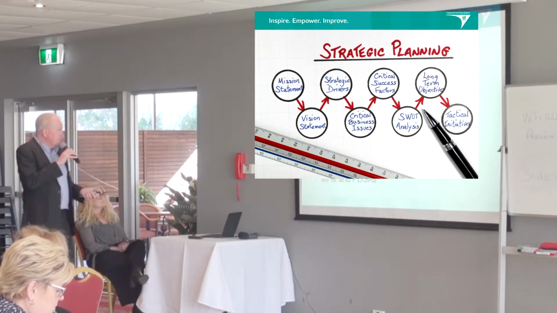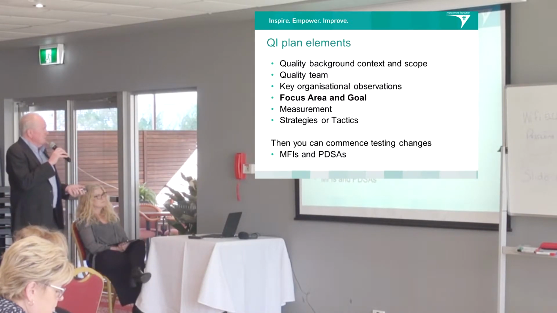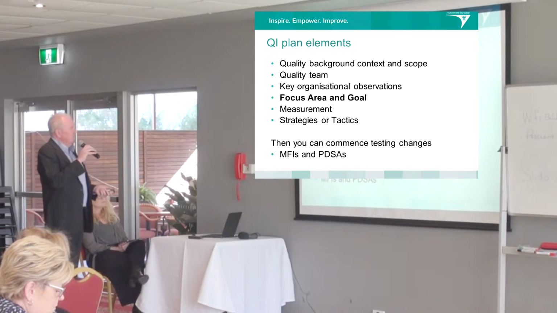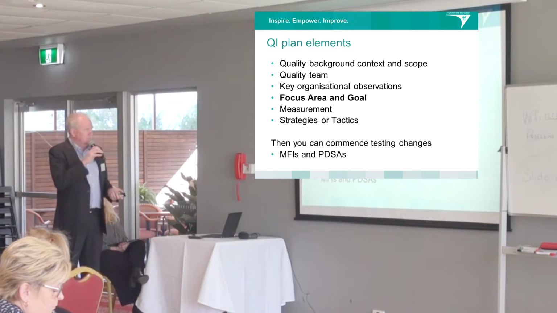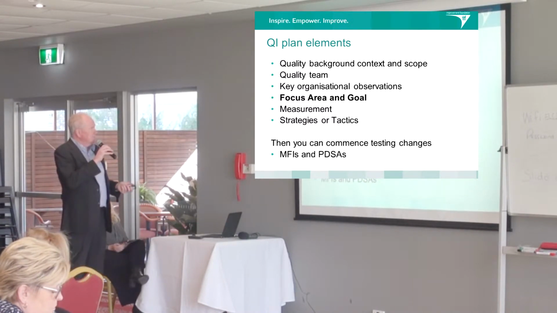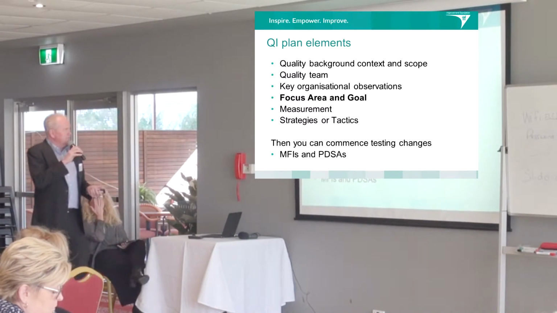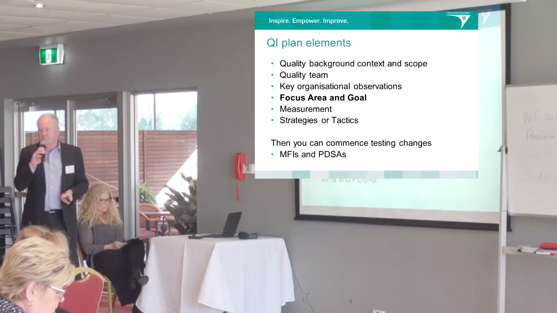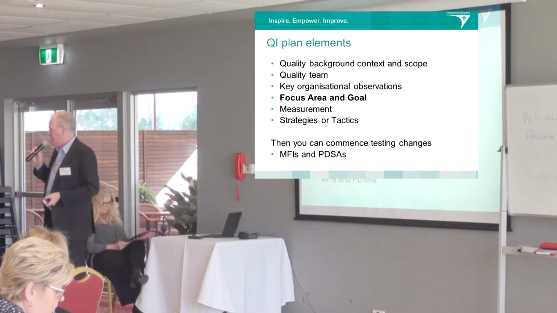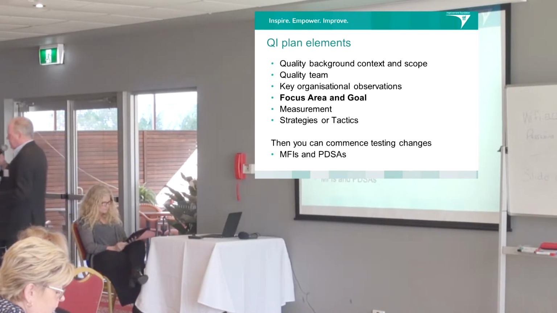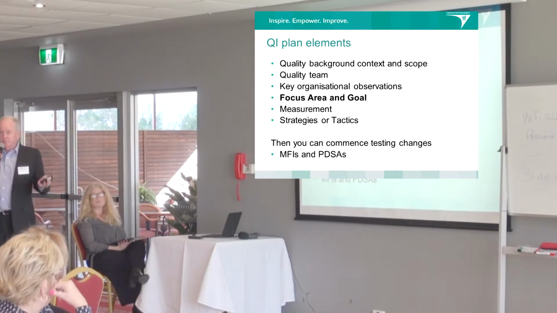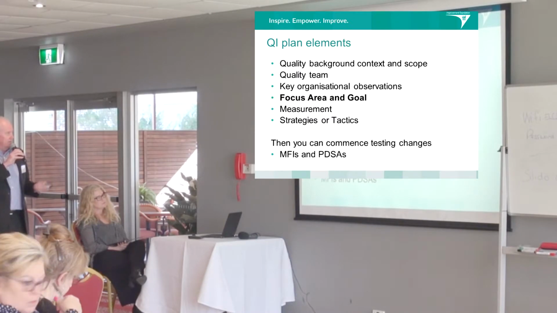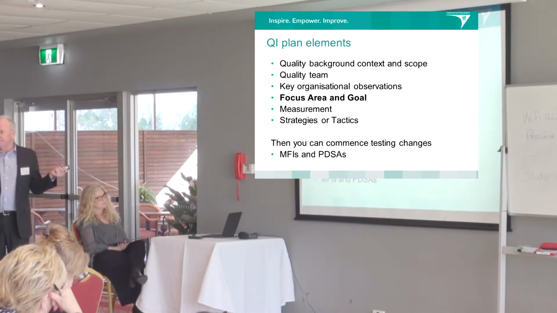So key elements that we've put into the QI plan, and we have got a template we'll be showing you a bit later on today that you can steal if you want to. But effectively, we're looking at just having some background context to where the organisation is at the moment, and that's very much understanding where your organisation is with the data, the results within the system. Really talking about the quality team.